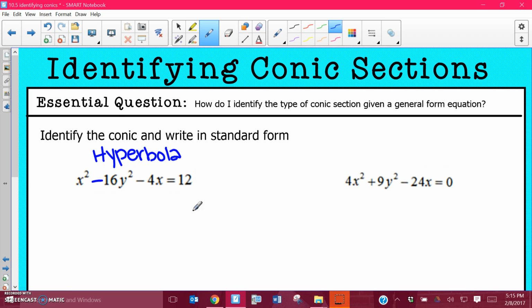One thing on your notes, I actually changed it and it needs to be changed again. It should say equals 12 on it.